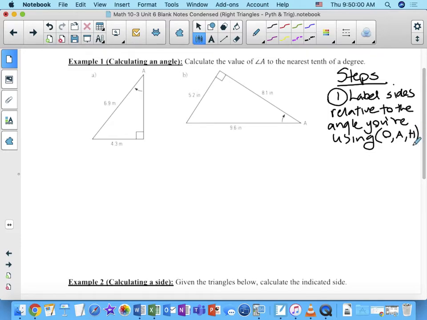Okay, so we're going to start with this one. Now we want to figure out what angle A is. If we want to figure out angle A, that's the angle that we should use to label the sides. Here's angle A. This is what we're going to use to label the sides. Okay? I'm going to start with the hypotenuse. I always start with the hypotenuse because I want to make sure to get that one right. Which of the sides here is the hypotenuse?